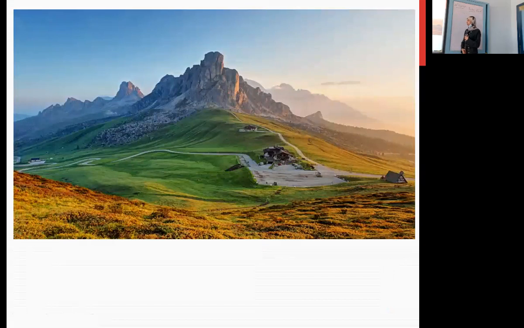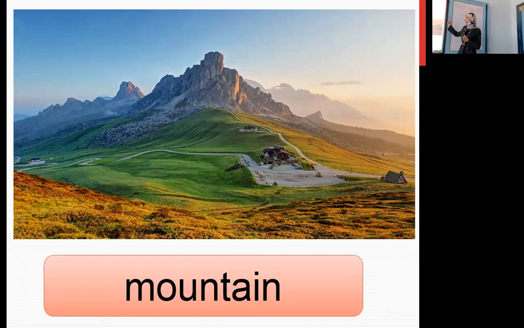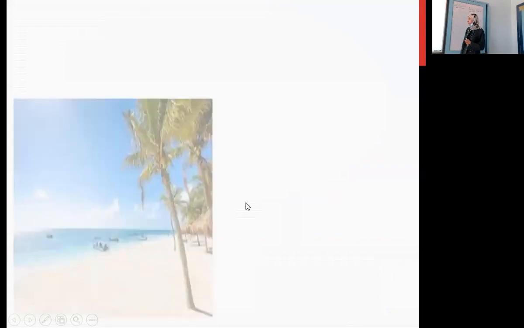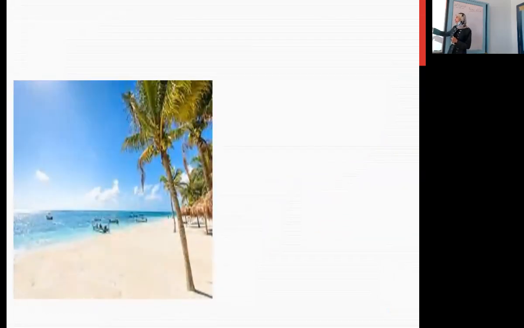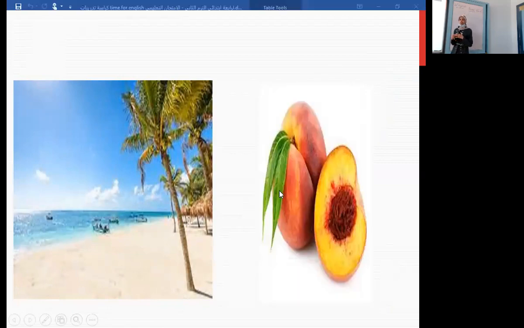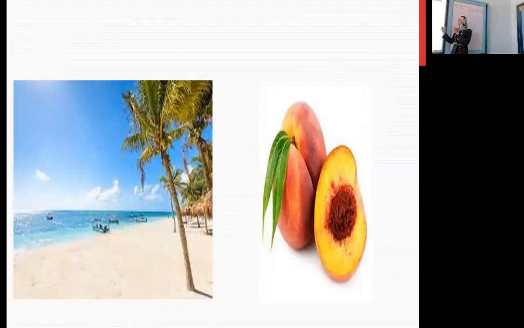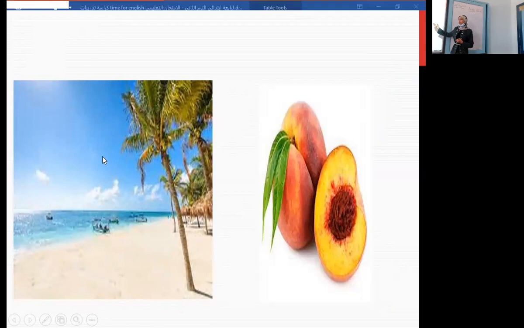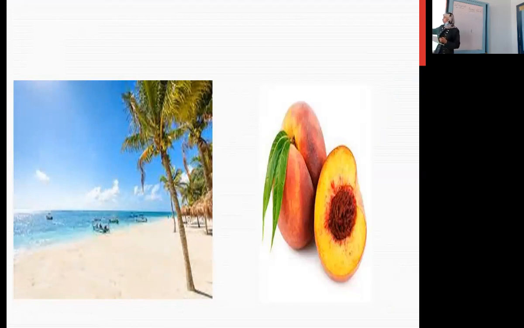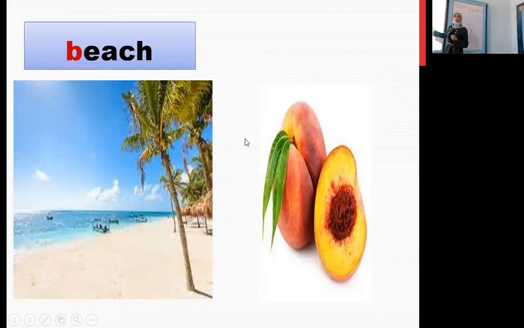So what can you see in this picture? Yes, it's a mountain. It's a mountain, a very high building. So it's called mountain. And the other picture. And I imagine that you now notice the difference, or notice what I mean now. This is beach and this is peach.